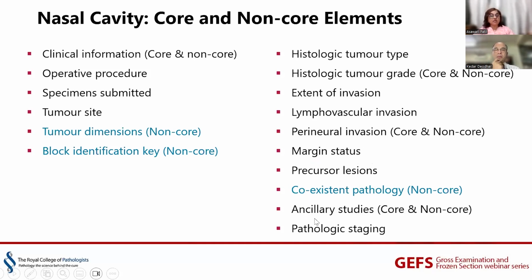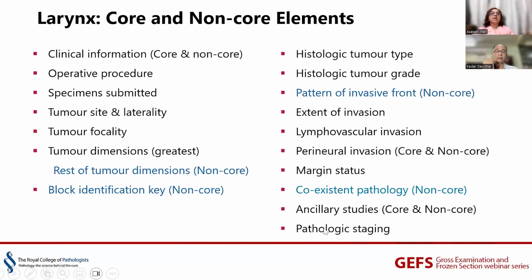Ancillary studies can be core elements in some of the cases. Some tumors where ancillary studies are required, like diagnosis of NUT carcinoma or diagnosis of some other tumors where immunohistochemistry, sometimes molecular pathology is required. There, these are core elements, but sometimes ancillary studies may not be a core element. It depends on the tumor type. Pathologic staging again is a core element.